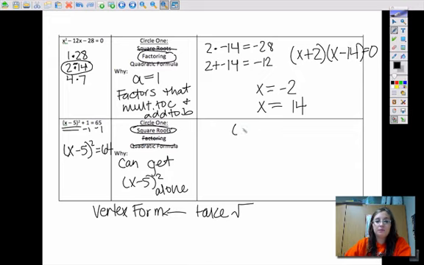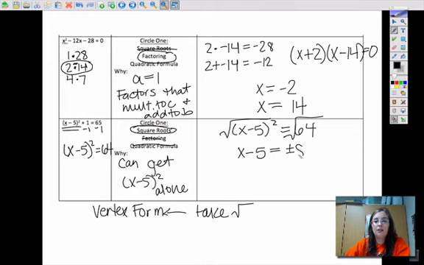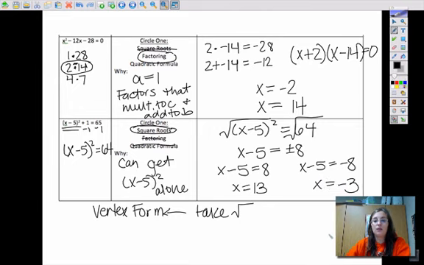Last one, taking the square root. Last time I had started off this problem already by moving the 1 over to the right-hand side by subtracting 1 from each side, and now this is where I'm at. So I'm going to take the square root of each side, and that'll leave me with x minus 5 equals positive or negative 8. So I'm going to split the problem. I'm going to solve x minus 5 equal to 8 and x minus 5 equal to negative 8. So adding 5 to each side gives me x equals 13. And adding 5 over here gives me x equals negative 3. So I've got my two solutions.